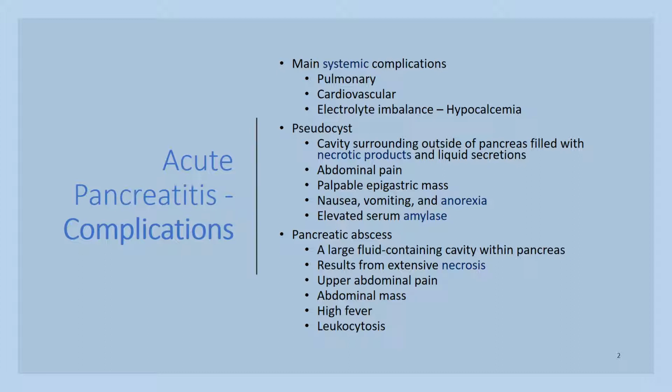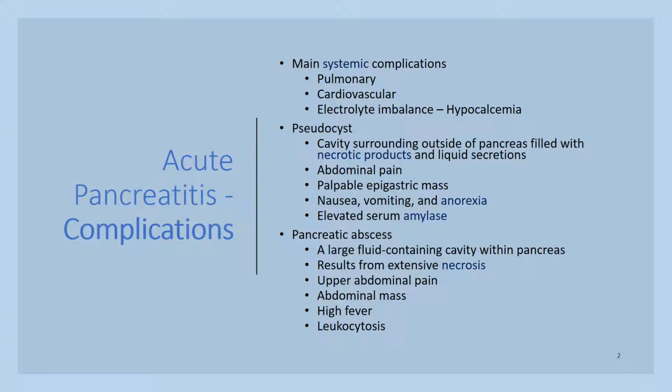So complications of acute pancreatitis, as we mentioned, it can be a very serious illness. The main systemic complications are pulmonary and cardiovascular, the potential for electrolyte imbalance, and particularly for hypocalcemia, is very important. A pseudocyst is an important complication of acute pancreatitis that you need to know about as nurses.